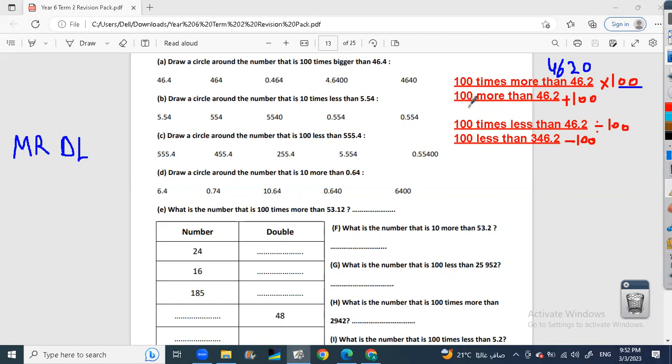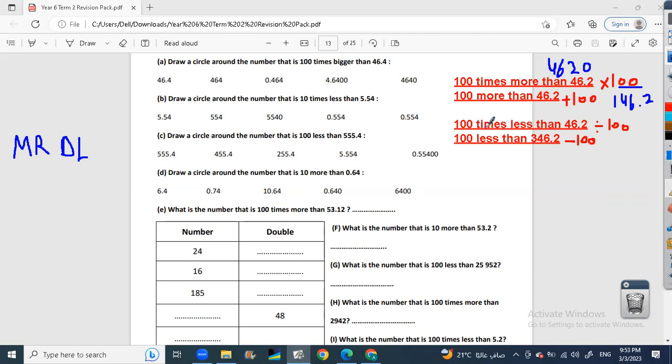The second one over here, 100 more than 46.2, that is not multiplication in Mr. Del. It's not times, so it is 100 more. Then I'm going to add 100, 1 to the hundreds place. I don't have anything in the hundreds, so it is going to become 146.2. That is 100 more than 46.2.